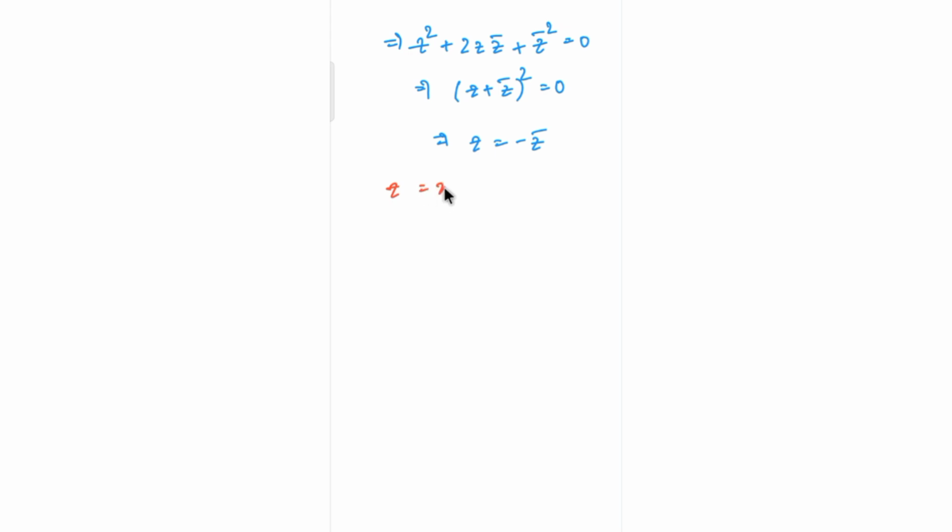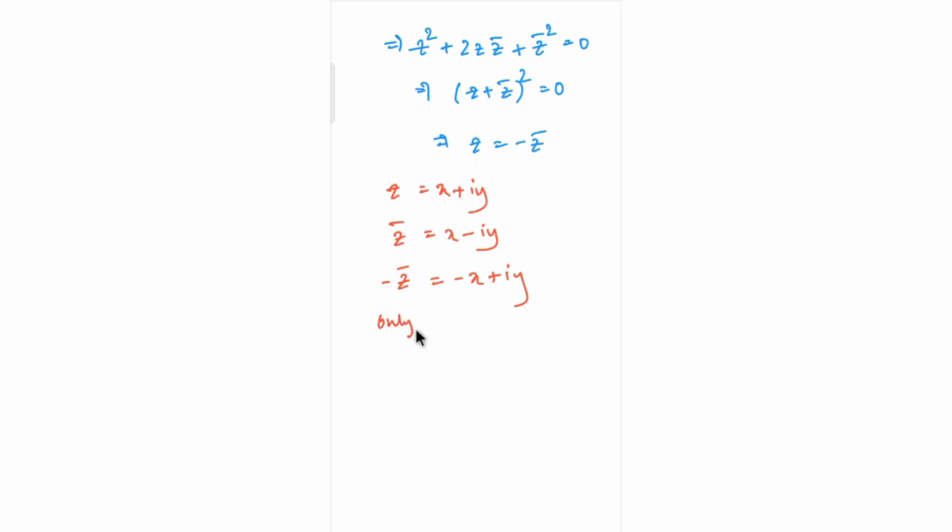So when this condition is satisfied, if I assume z to be x plus iy, then z bar is x minus iy, and minus z bar is minus x plus iy. So you can check here, z is equal to minus z bar, that is z plus z bar will be equal to 0 only if z is purely imaginary.